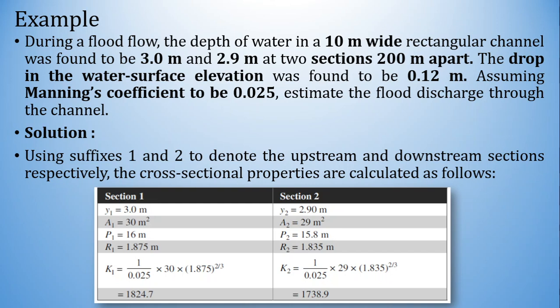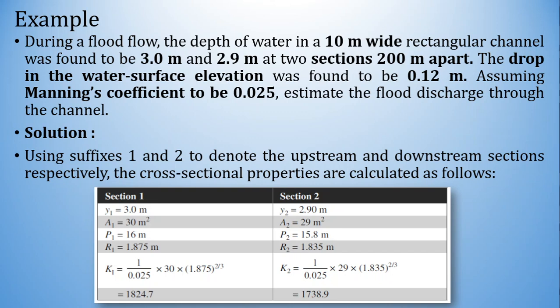So the shape of the channel is rectangular, having width equal to 10 meter, and depth of water at section 1 it is 3 meter and depth of water at section 2 it is 2.9 meter. The sections are separated by a distance capital L equal to 200 meters. The drop in the water surface elevation was found to be 0.12 meter.